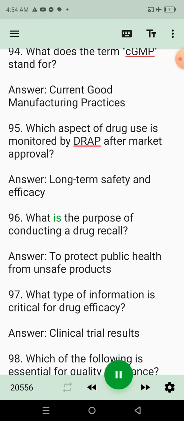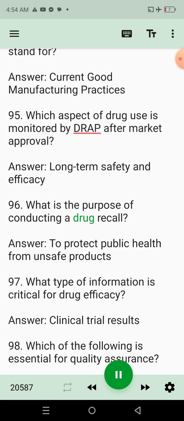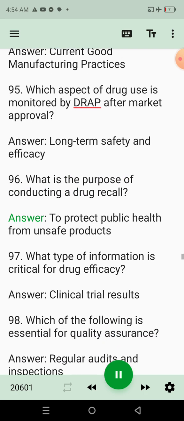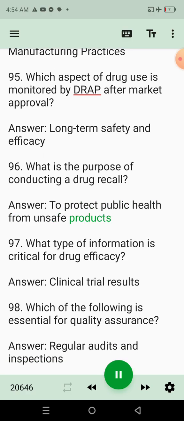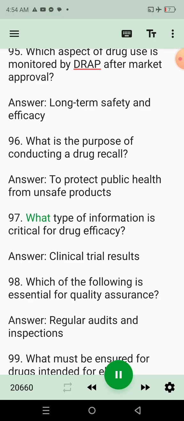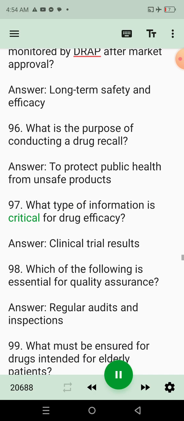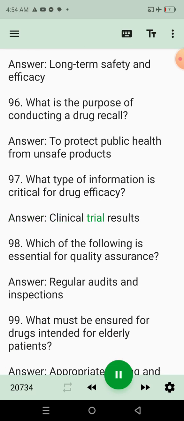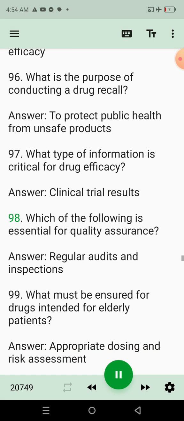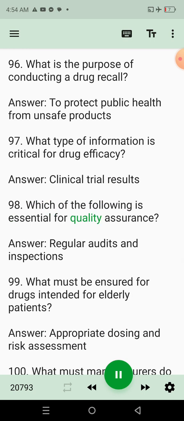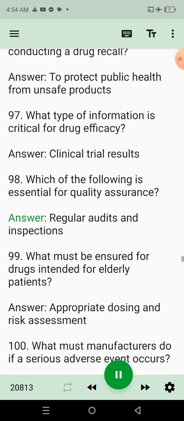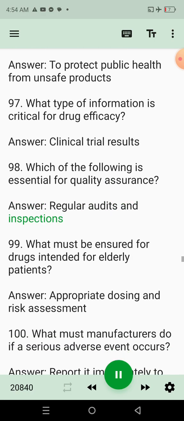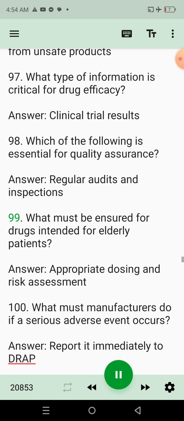96. What is the purpose of conducting a drug recall? Answer. To protect public health from unsafe products. 97. What type of information is critical for drug efficacy? Answer. Clinical trial results. 98. Which of the following is essential for quality assurance? Answer. Regular audits and inspections.